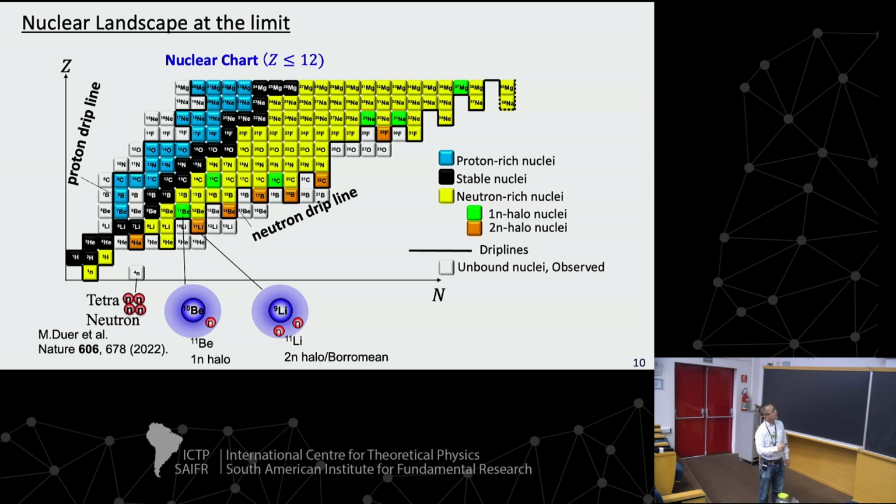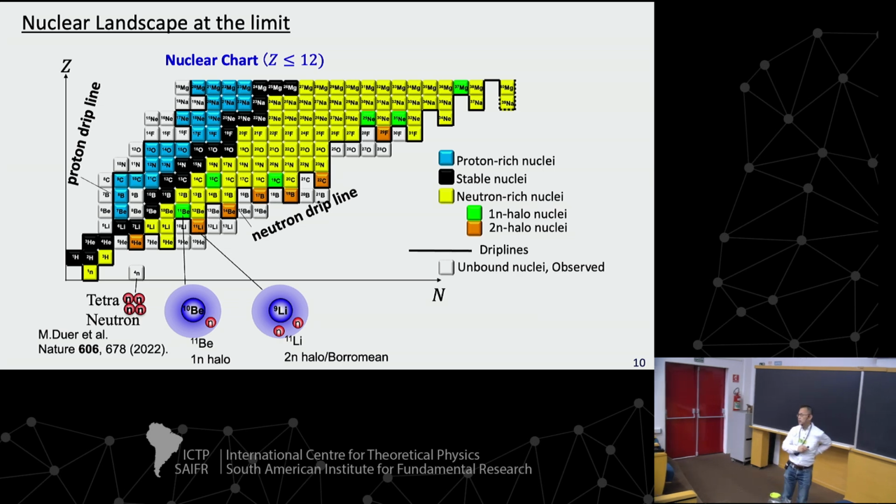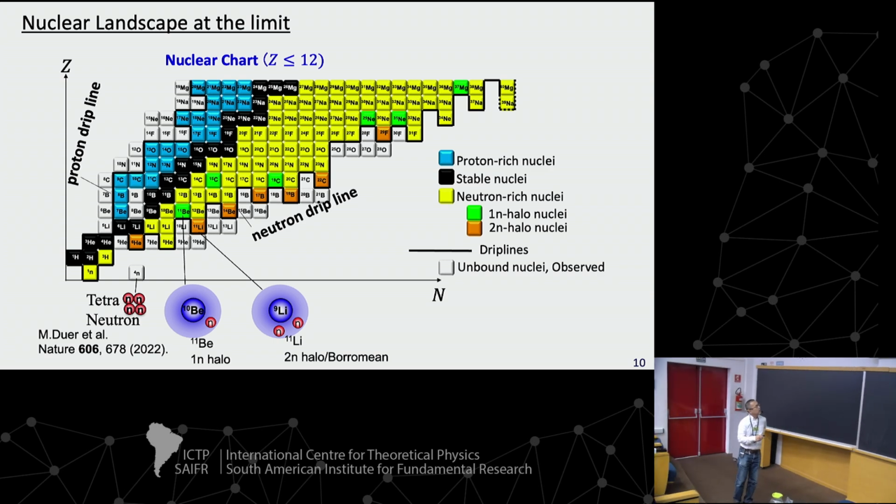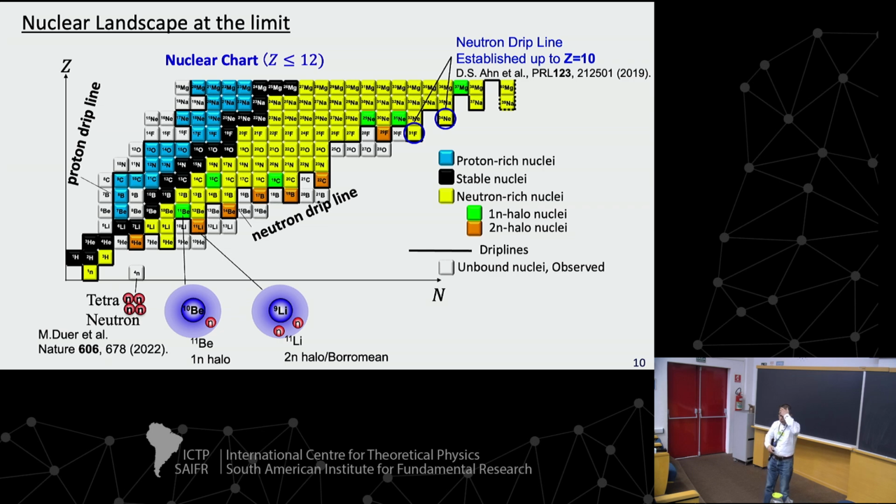Okay, so we have several one-neutron and two-neutron halo nuclei along this line, and we also have these white ones, recently found resonances beyond the neutron drip line. So these are also interesting things. Okay. So about the neutron drip line, experimentally, it is not yet at all established, actually.